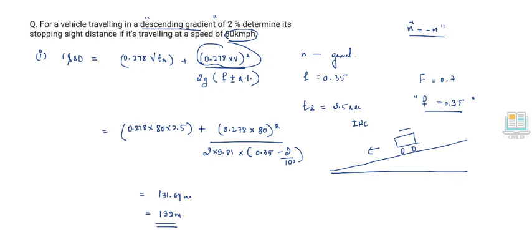Next we shall move on to another problem. The driver of a vehicle traveling up a gradient at a speed of 60 kilometers per hour requires 9 meters less to stop after he applies brakes, as compared to a driver traveling at the same speed down the gradient. Determine the gradient value. Here another parameter has been given as the coefficient of longitudinal friction, in this case 0.40. Now let's understand this question here.